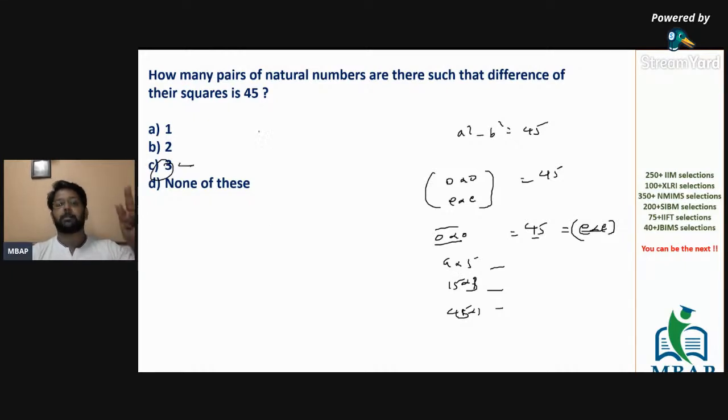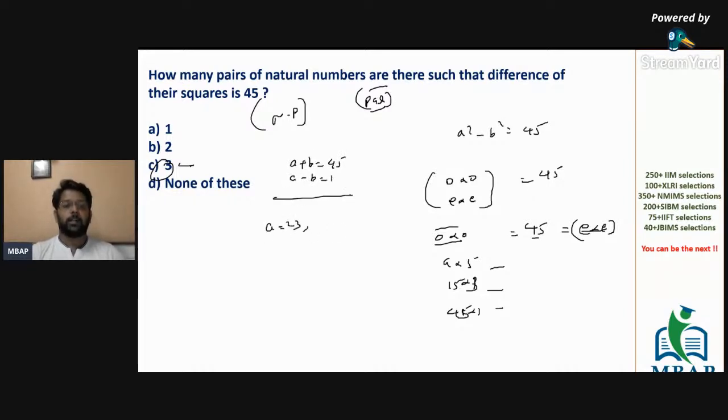I repeat my statement. There are two kinds of questions: one, find the number of pairs, and the other, find the actual pair. If the question is about finding the actual pair, I'll consider a plus b as 45 and a minus b as 1. I will get the value of a as 23 and b as 22. So 23 square minus 22 square will give you the difference of 45. This is the pair.